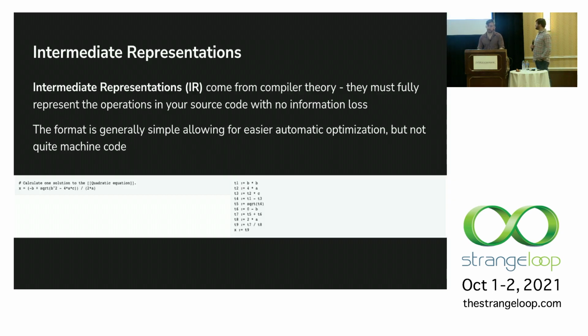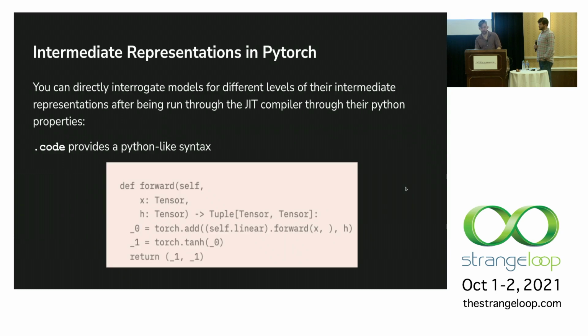So intermediate representations, they come from compiler theory. So obviously we want them to fully represent the sort of program that was written in Python. If our inputs and outputs are not the same, then we're not interested, right? The format is generally going to be simple. So if you have a big compound statement, it's going to break it up into simple ones that are easy to automatically optimize. So this is sort of just a generic IR example.